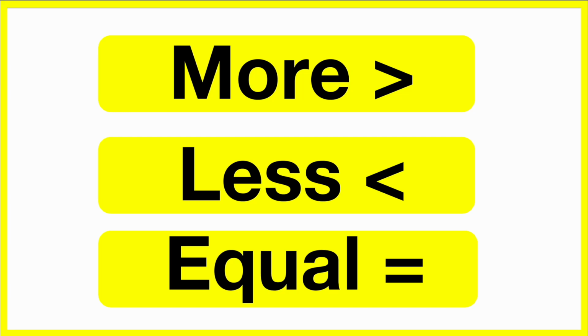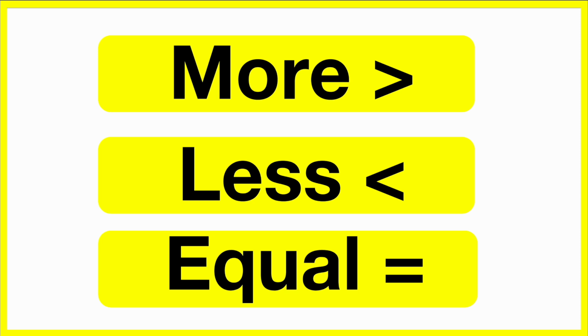More, less, equal. In this video, we will learn about the symbols that we can use in maths. We can use symbols to show the relationship between the value of two numbers. Each number has a value. Some have a higher number value, some have a lower number value, and some have equal number values.